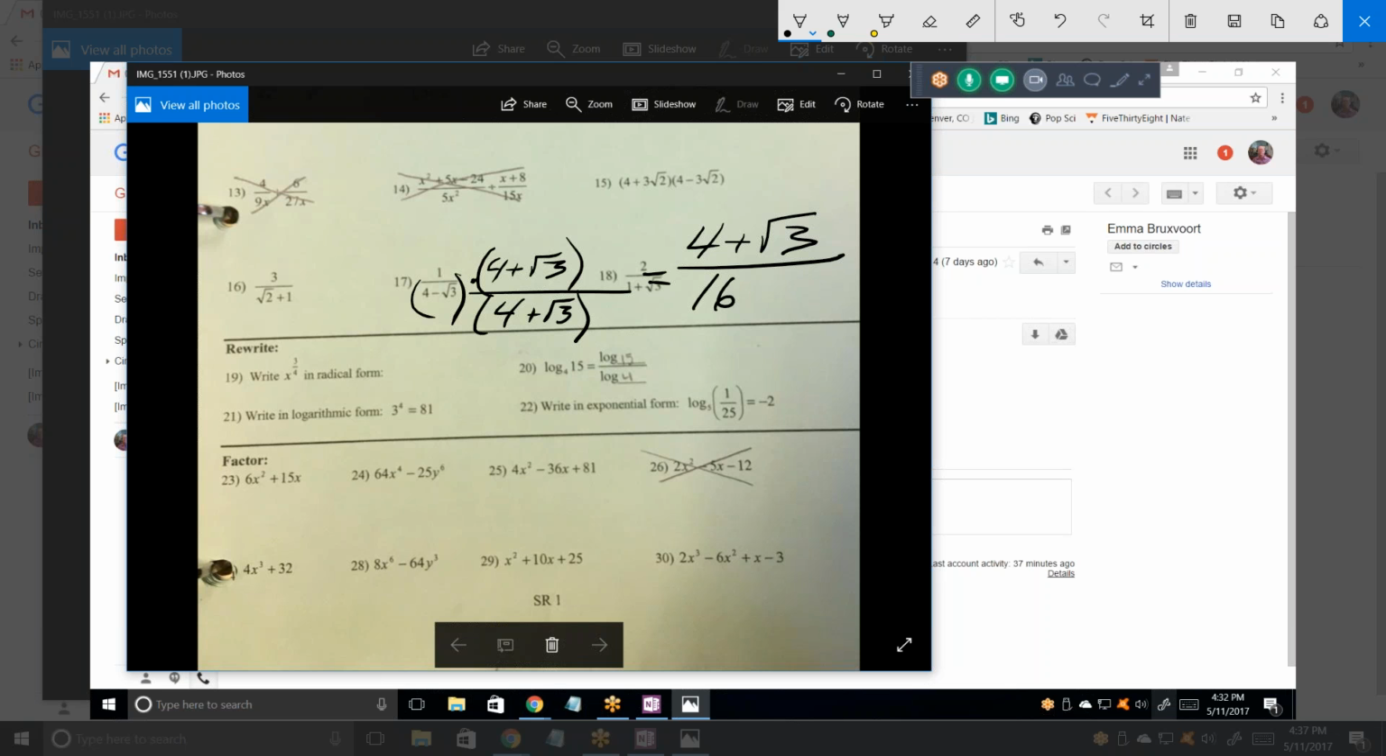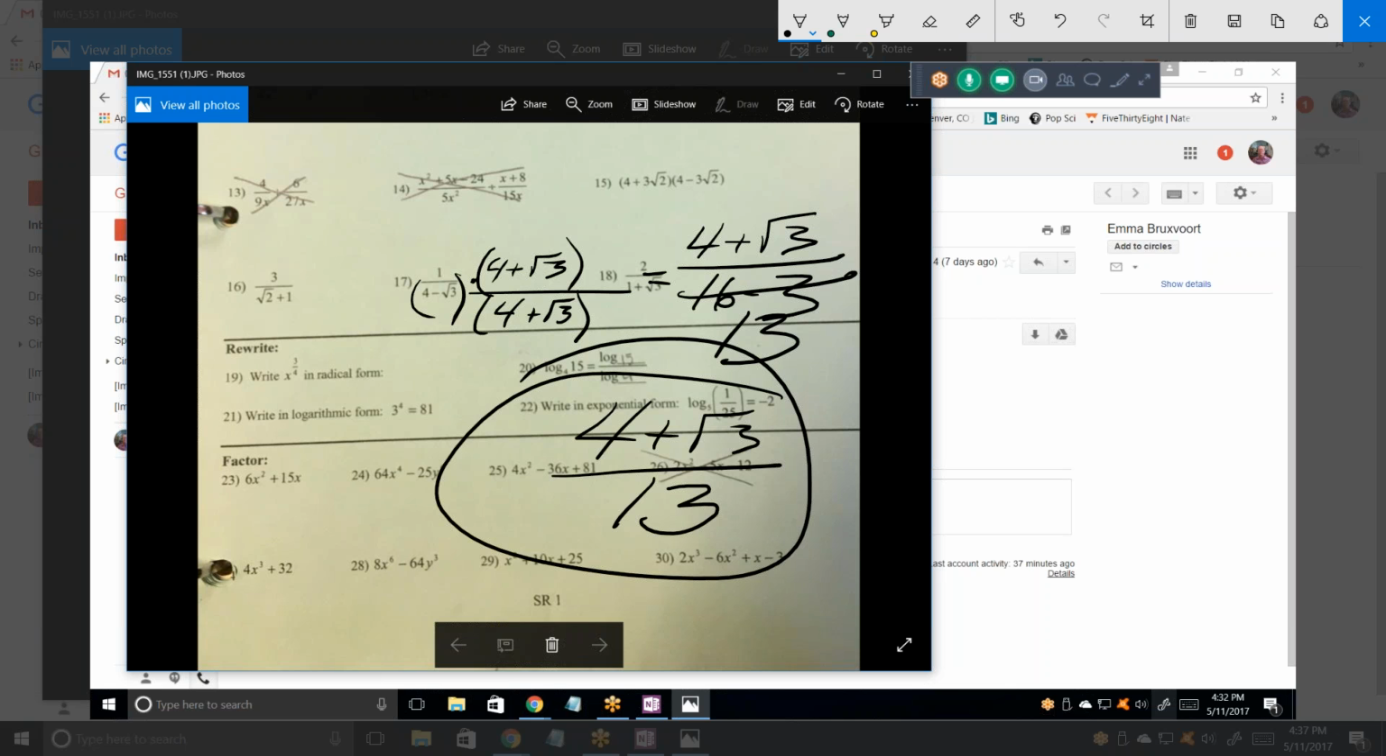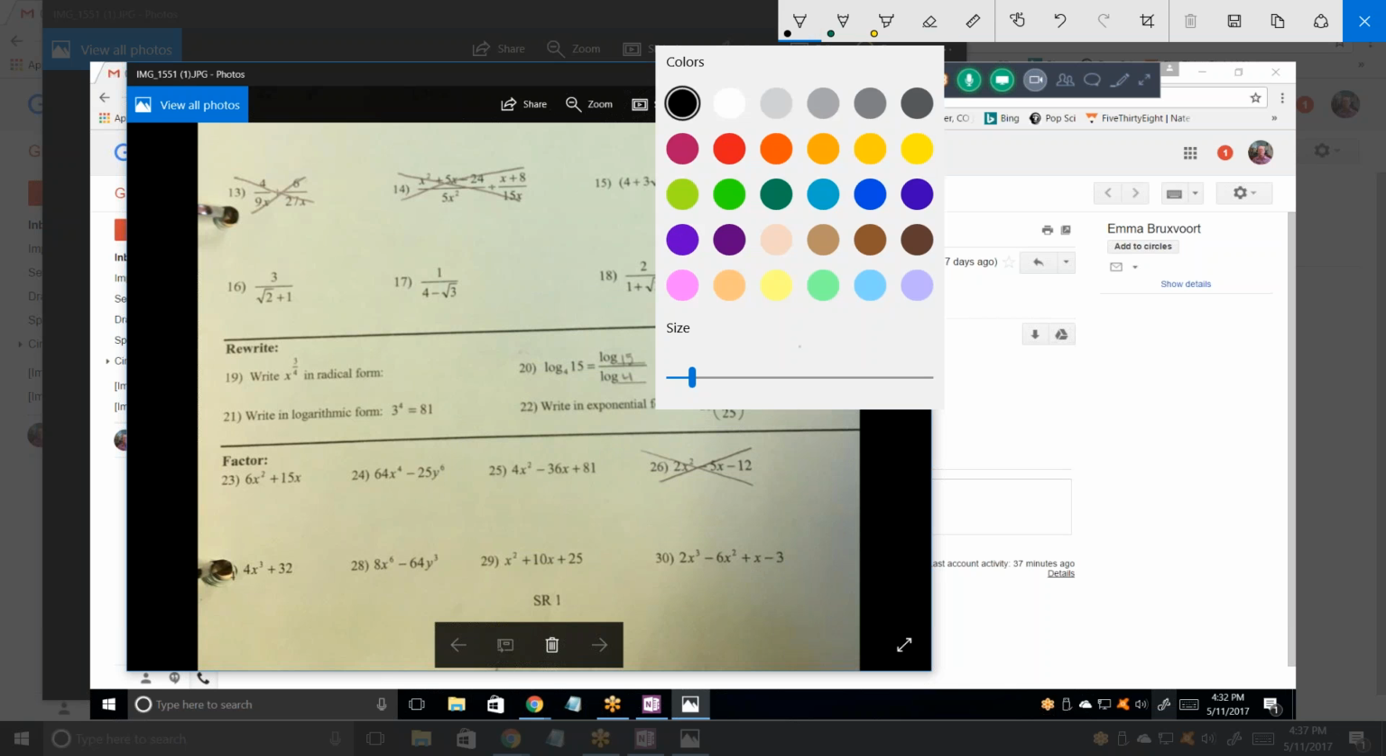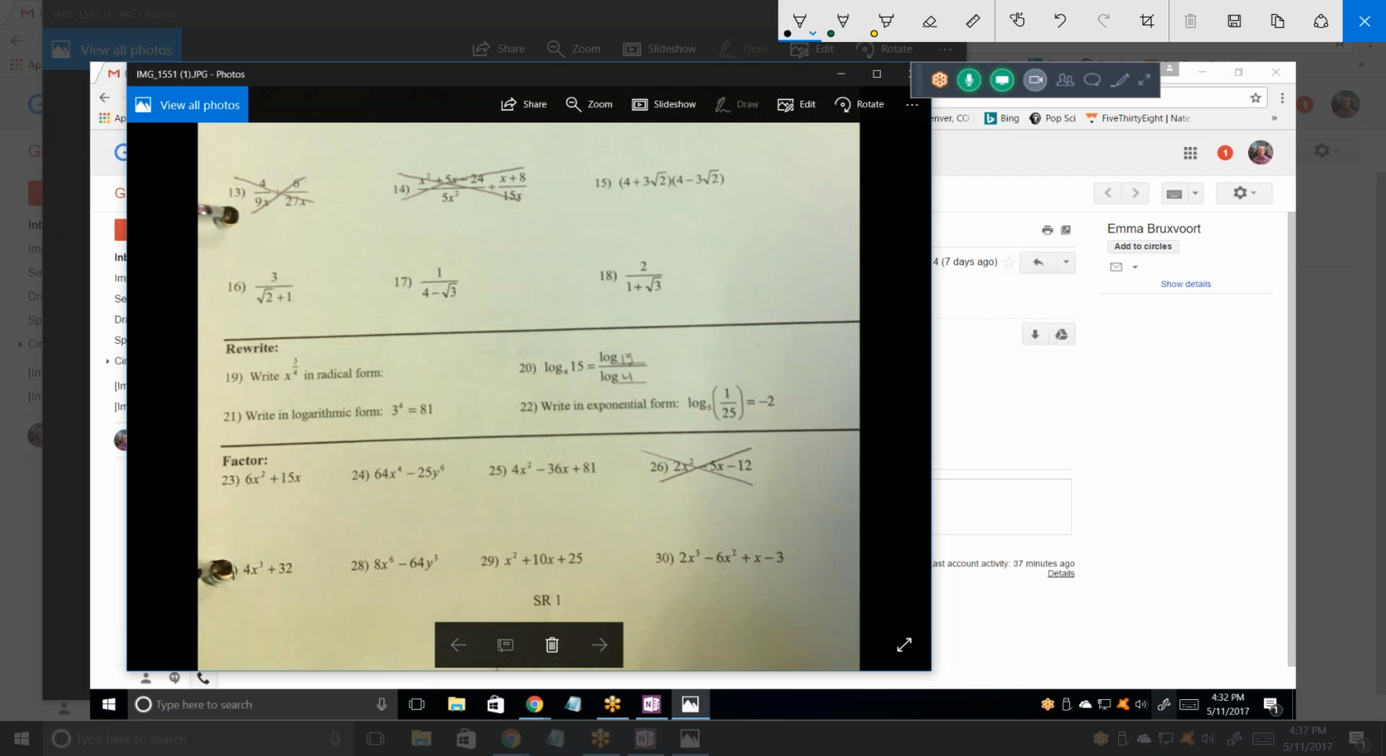16 minus 3, which is 13. So your final answer is 4 plus root 3 all over 13. And what we've done, notice, is we've turned the denominator into a real number instead of this irrational number. We now have an irrational number in the numerator, but that's perfectly acceptable. Okay? All right, 18. Tell me what. 1 minus root 3 on both the top and bottom.